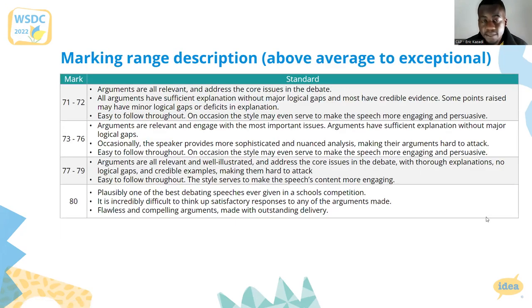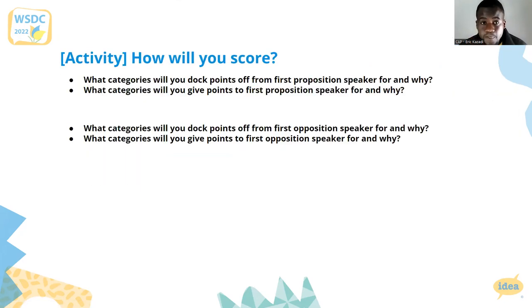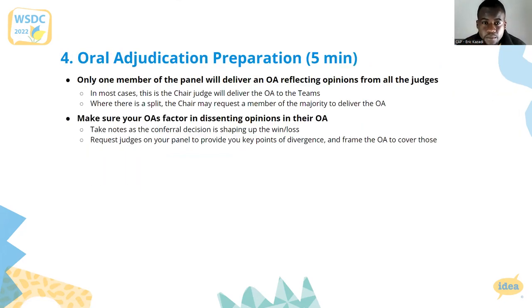Okay, next slide, please. So just so I understood correctly, you use the POI adjustment column only when there is contrast between the quality of the speech and the quality of the POI. That is correct.